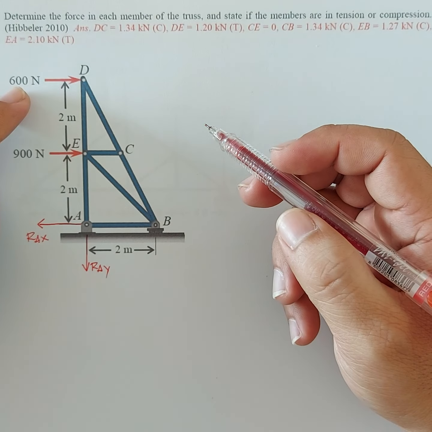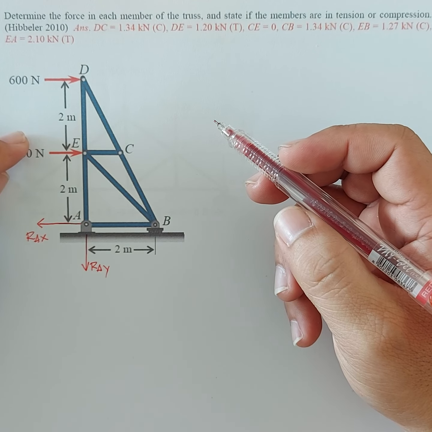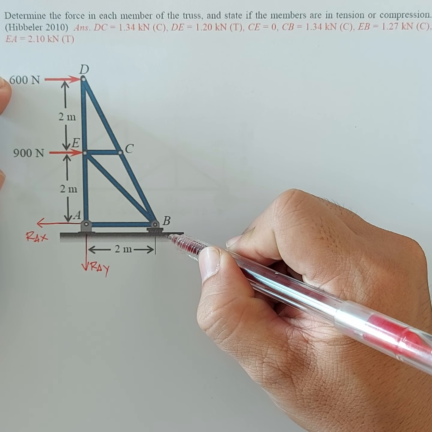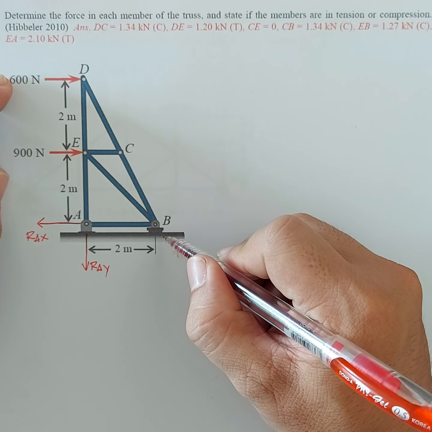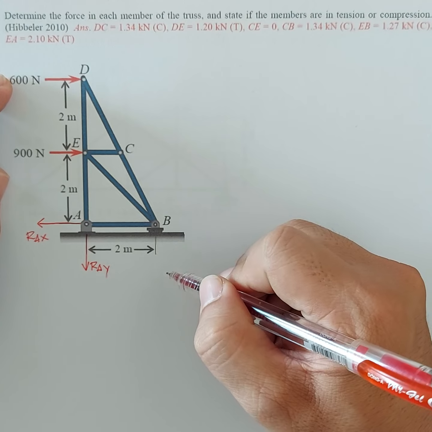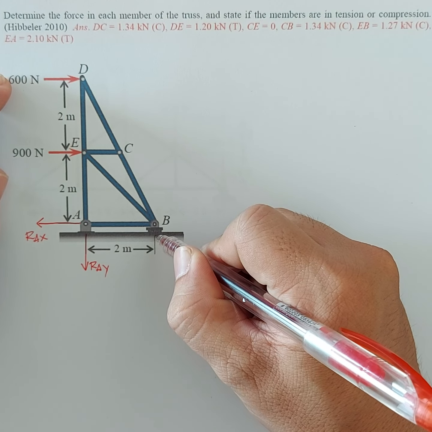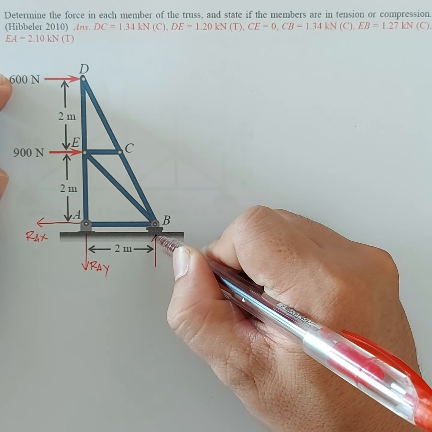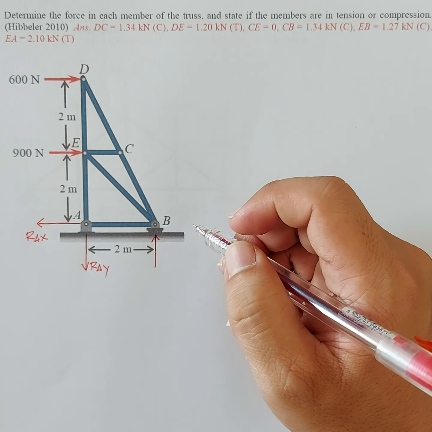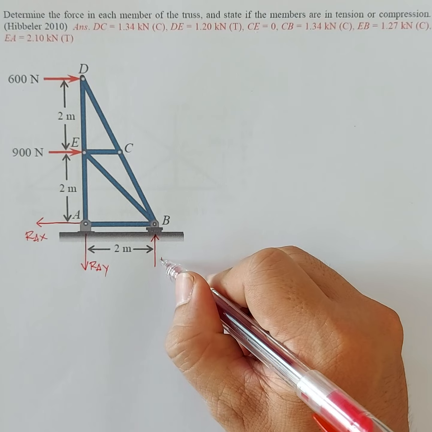And then, at point B, our support is a roller support. So for a roller, the reaction is perpendicular to the surface, the contact surface. Let's say R_B.